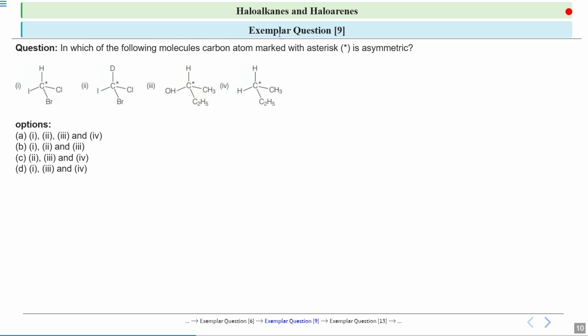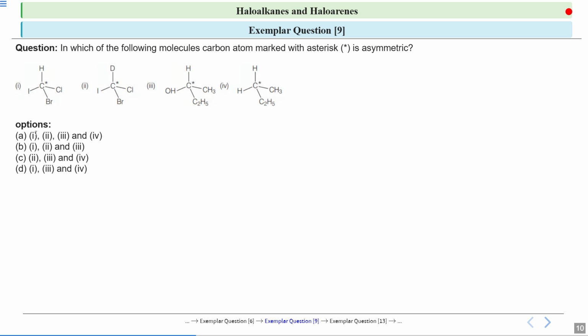Okay, let's see this question, the Exemplar question number 9. The question is, in which of the following molecules is the carbon atom which is marked with an asterisk, that is a star, asymmetric? So we have been given 4 different molecules, and in these 4 molecules, one of the carbons is marked with this star, this asterisk sign, right? You have to tell in which of the following molecules the carbon is asymmetric.